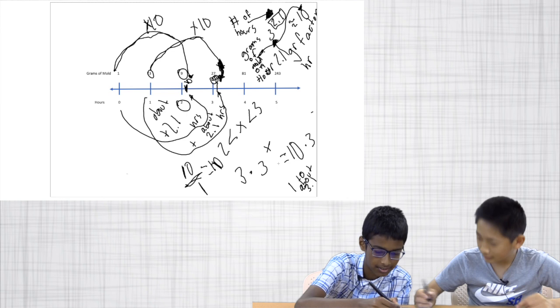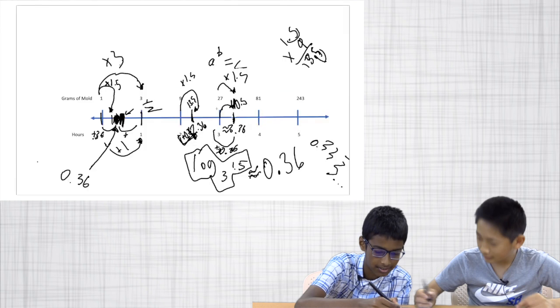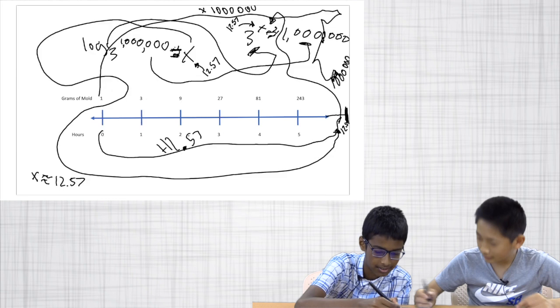In this lesson, the students figured out how to use logarithms to find the number of hours it takes for the amount of mold to increase by a particular factor. They first explained that log base 3 of 10, which is about 2.1, is the number of hours it takes for the amount of mold to increase by a factor of 10. They then explained that log base 3 of 1.5, which is about 0.36, is the number of hours it takes for the amount of mold to increase by a factor of 1.5. Finally, in this episode, they explained that log base 3 of 1,000,000, which is about 12.57, is the number of hours it takes for the amount of mold to increase by a factor of 1,000,000.